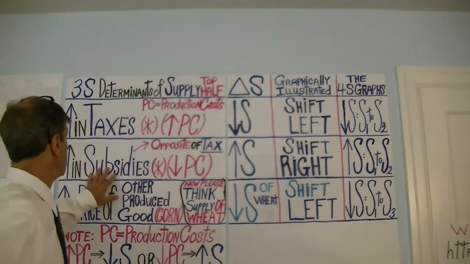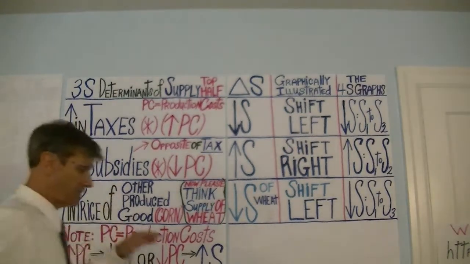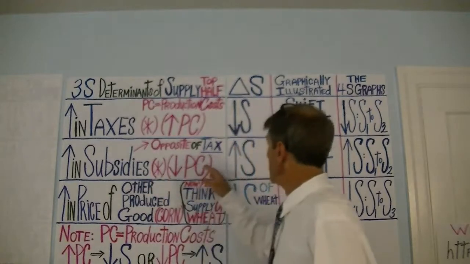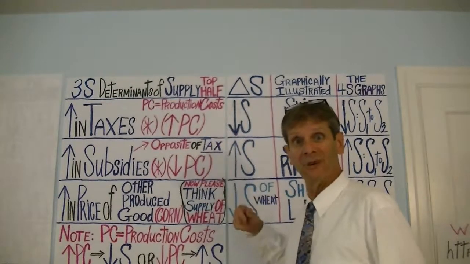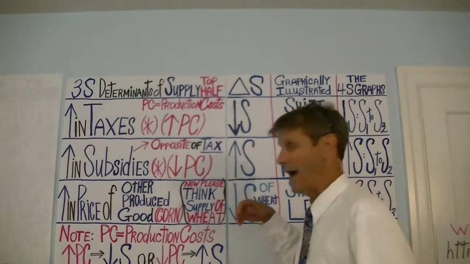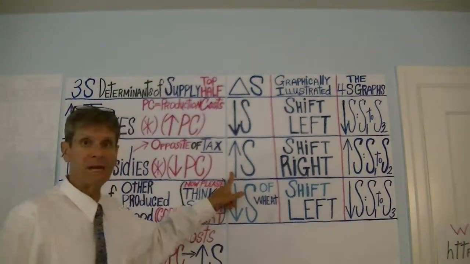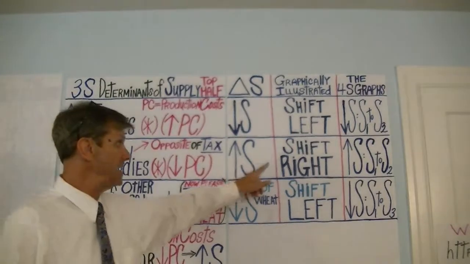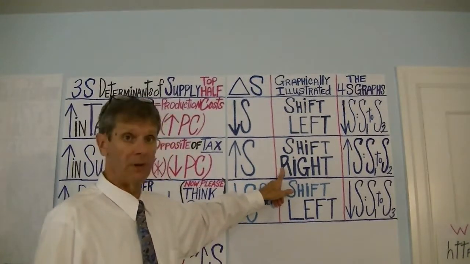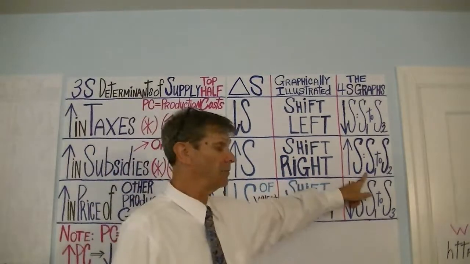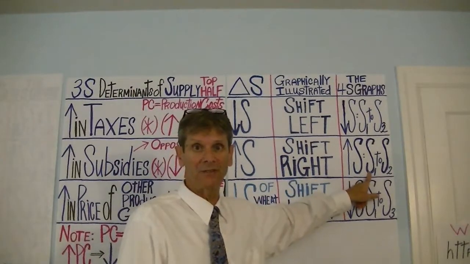So if there's an increase in subsidies, that's going to cause production costs to go down and increase the ability of organizations and businesses to supply. An increase in supply may be graphically illustrated by a shift right of the entire supply curve. For example, on the 4S graphs, we would go on the right-hand side from S1 to S2.